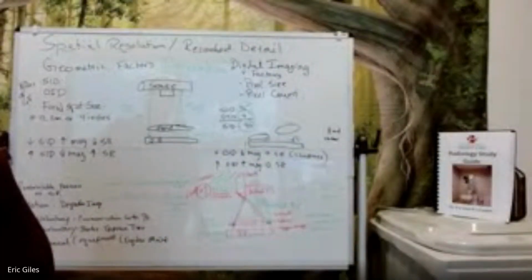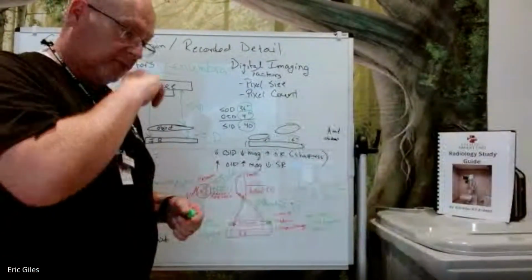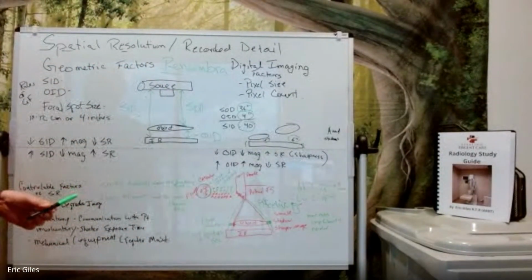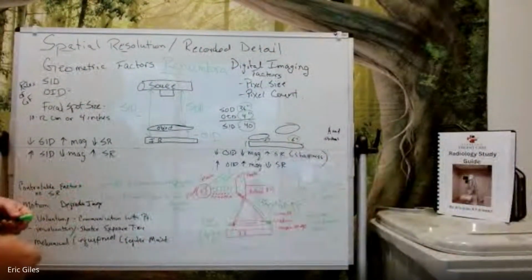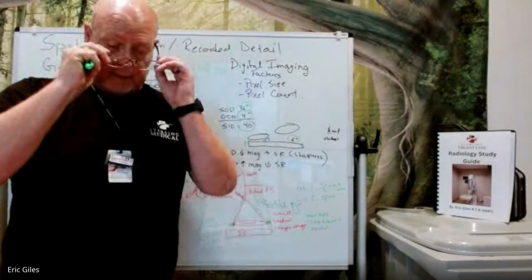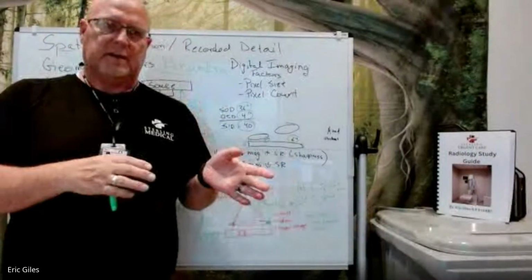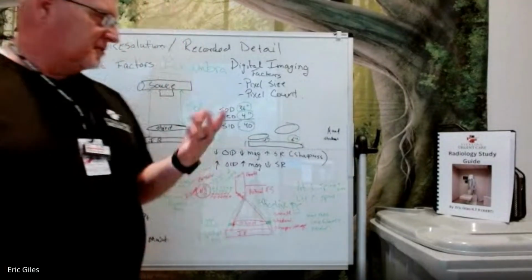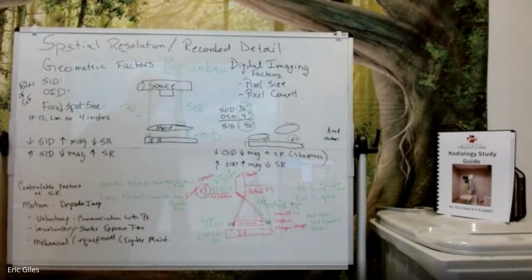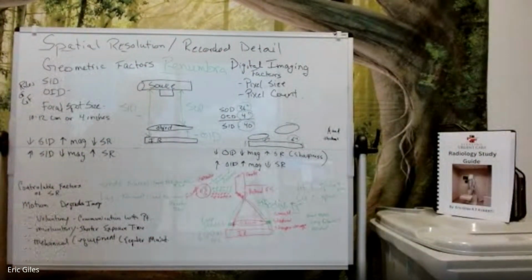So there's 3 other controllable factors to spatial resolution that I want to touch on today, and that's motion. Any type of motion on an X-ray is going to degrade your image. It's going to make it look not good. Motion is an enemy to X-ray tech. And there's 3 different kinds of motion that we worry about. Number 1 is voluntary motion. Number 2 is involuntary motion. And the other one is mechanical motion or equipment.